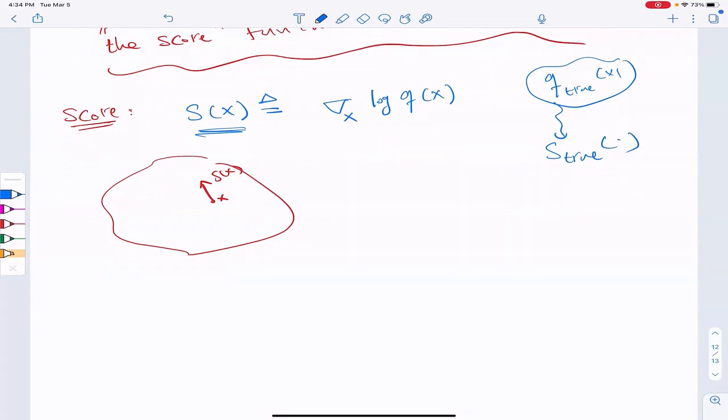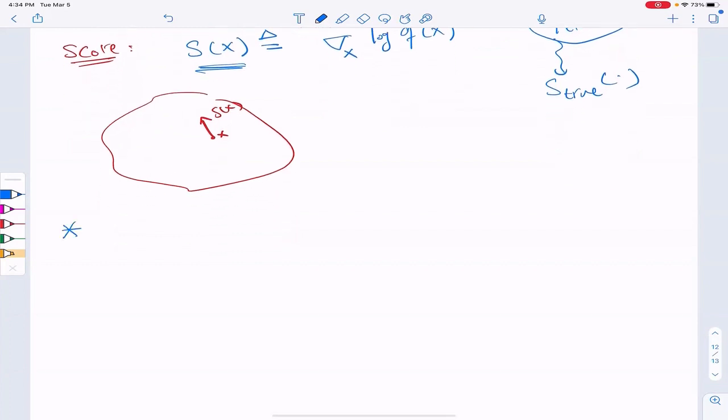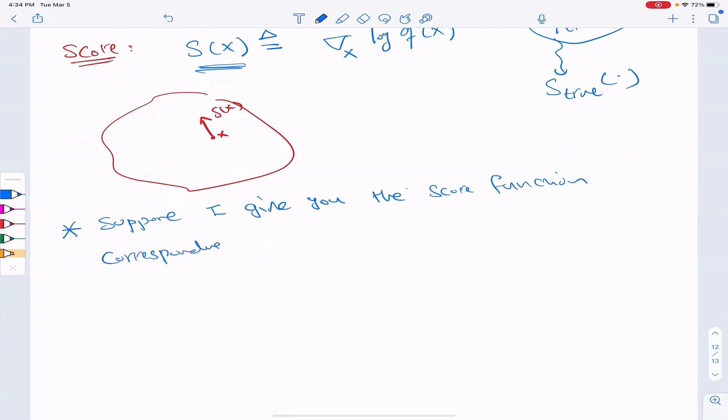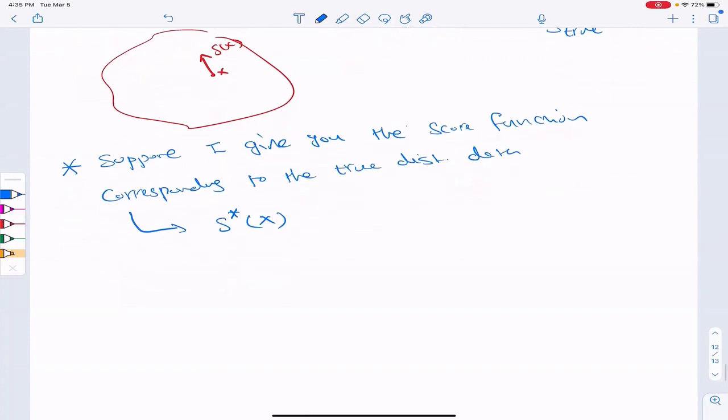Let's say I give you the score function corresponding to the true distribution of data. We don't have the true distribution, therefore we don't have the score, but let's say I give you this S star of x. Okay, what would happen? My question is this question.